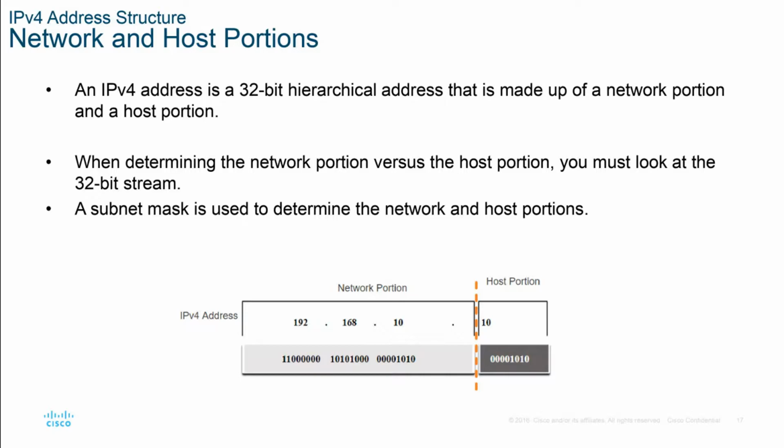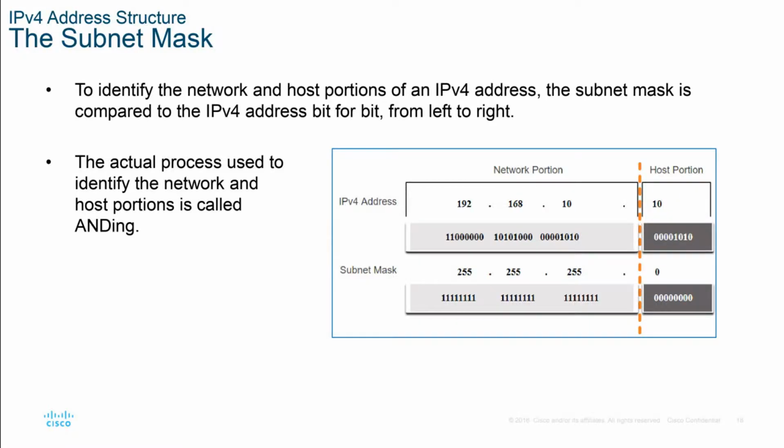So when determining the network portion versus the host, we must look at this 32-bit stream, and the subnet mask is what we're going to use to determine what network we are. For example, there are 2 portions. Given an IP address, how would we get the network portion? In the subnet mask, we have all 1s in these first 3 octets, which matches up with the network portion, versus all 0s in the subnet mask, which matches up to our host portion.